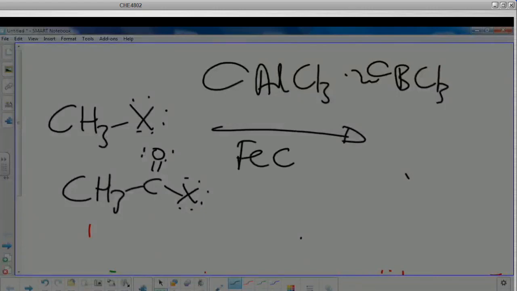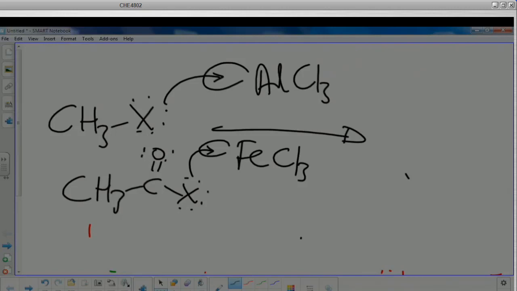All of them have got an empty lobe, and iron trichloride too. You just need a pair of electrons to come here, a pair of electrons to come there, and so on. So it's the same with boron. As long as you have an electron donating species, a pair of electrons from another species will go into the boron empty orbital, and we take it from there. We can do those. Next topic.